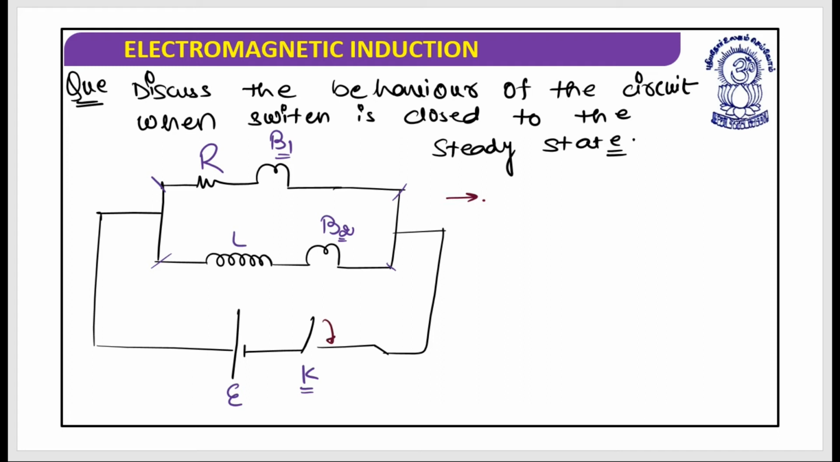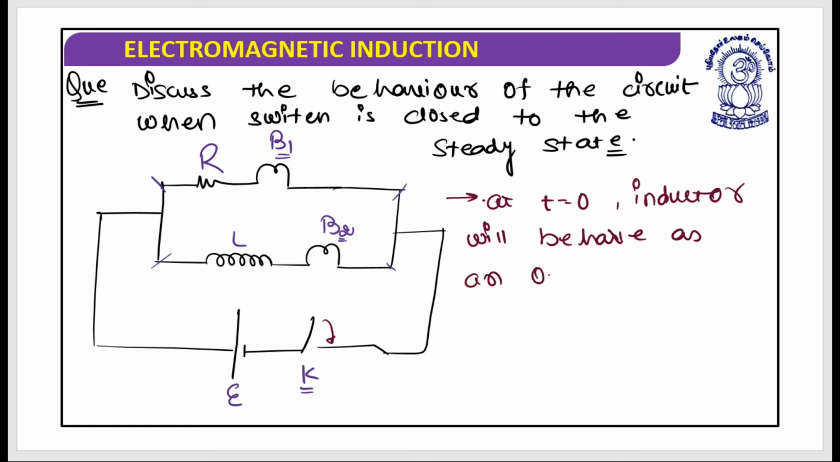So when I close the switch, at t equals 0, this inductor will behave as an open switch. It means bulb 1 will be on, because if this is open, the current would have only one path, as this path is not available for it. So bulb B1 would be on, and bulb B2 will be off.